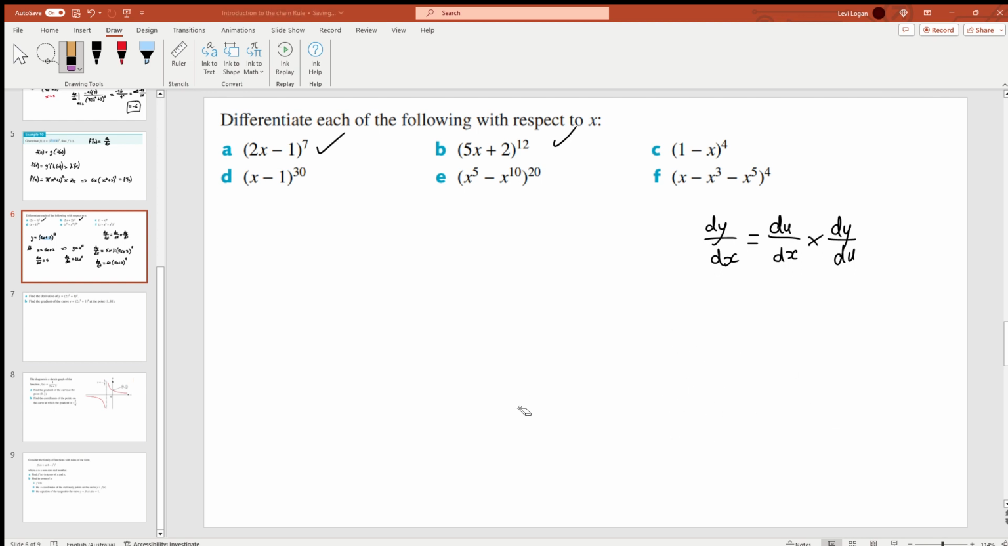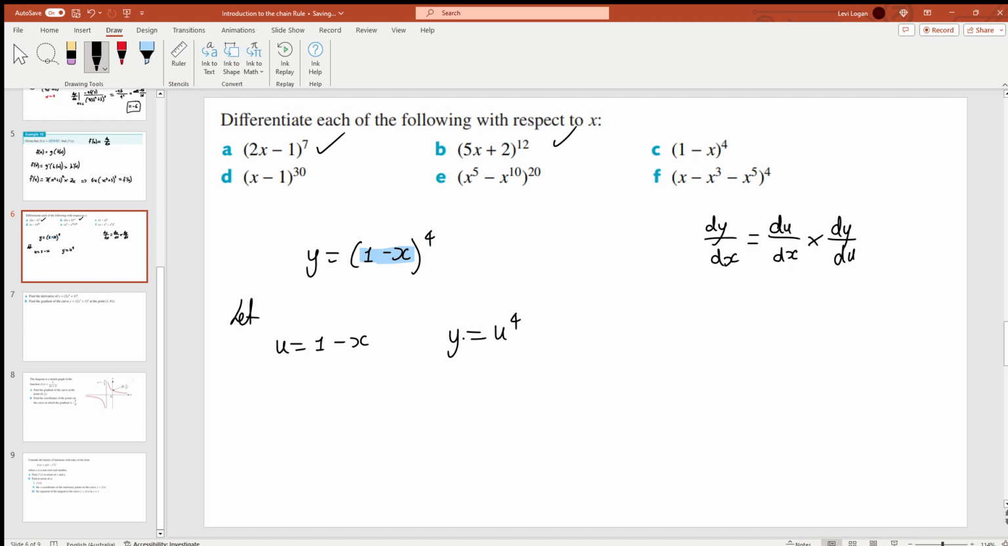So I'll write about this. C, we have same example pretty much. y is equal to (1 minus x) to the power of 4. Identify the inside function, which is this here. So let u equal that, 1 minus x. y equals u to the power of 4.